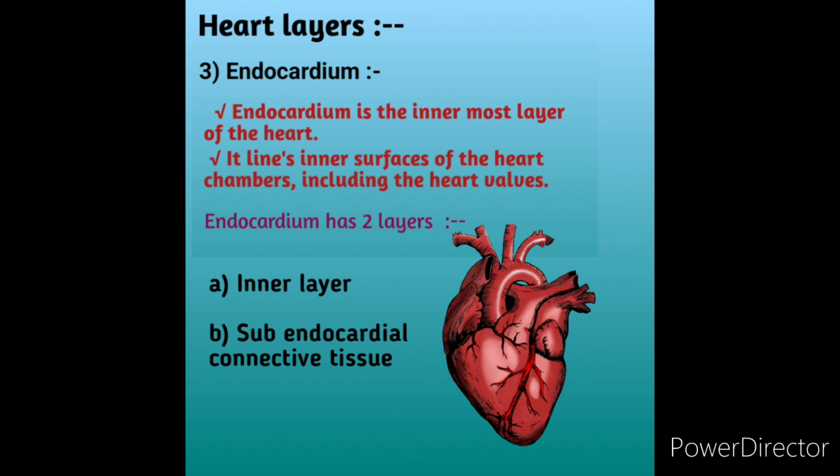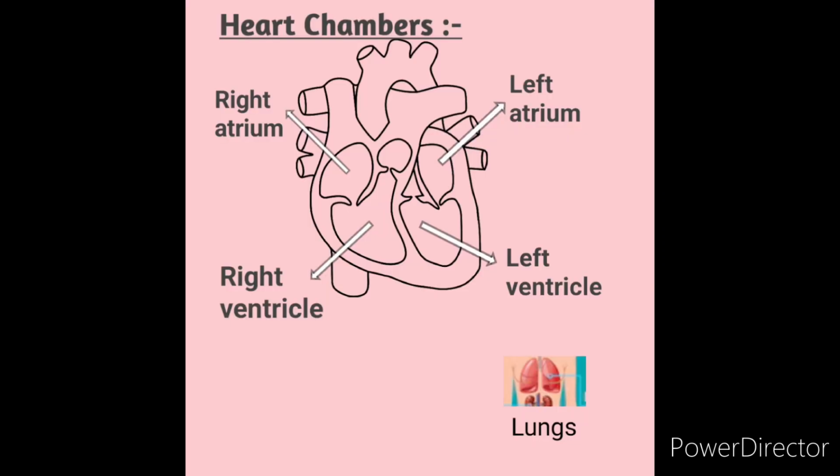Next, the endocardium also has two layers, friends. Actually, the heart has three layers. In the third layer, the endocardium, there are two layers: the inner layer and the subendocardial connective tissue. The inner layer lines the heart chambers and is made up of endothelial cells. The subendocardial connective tissue continues with the connective tissue of the myocardium.